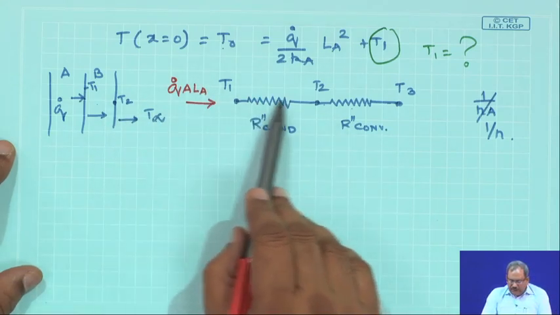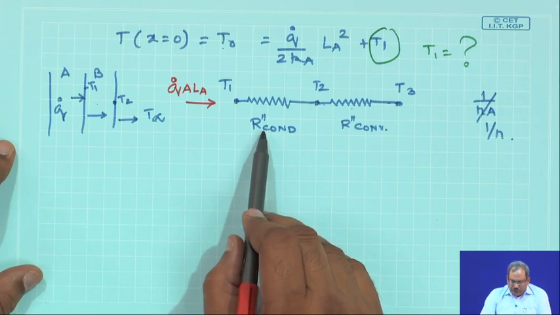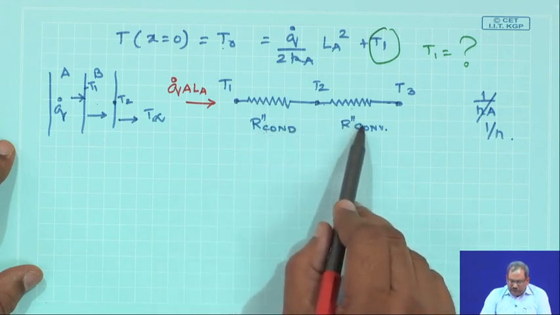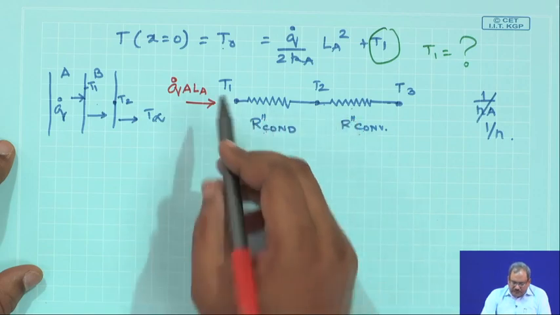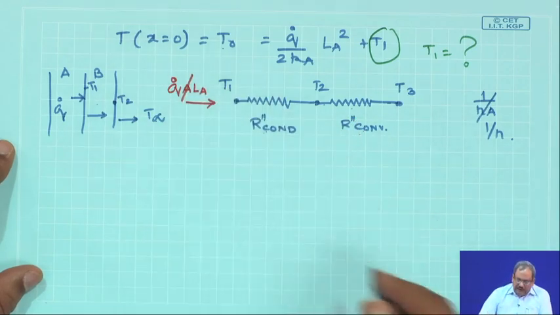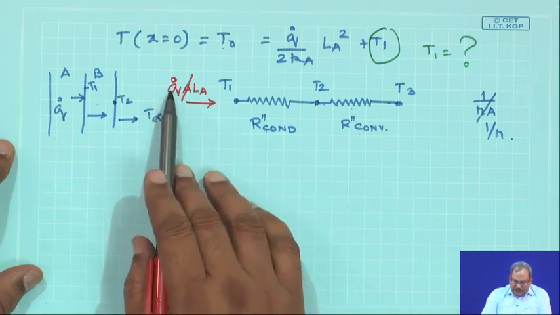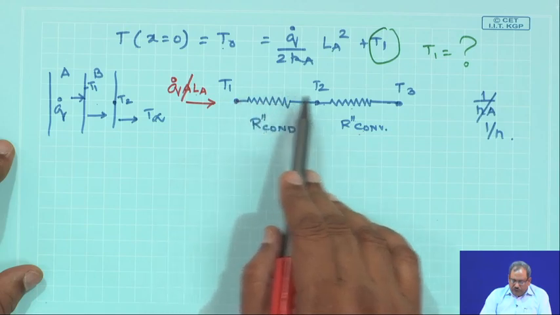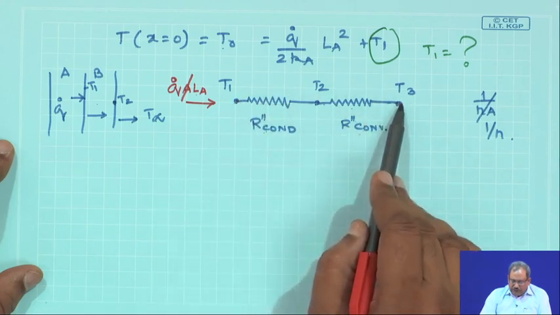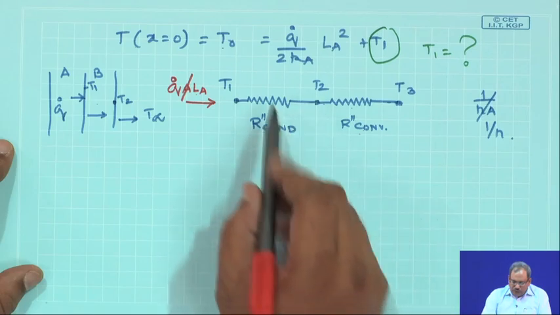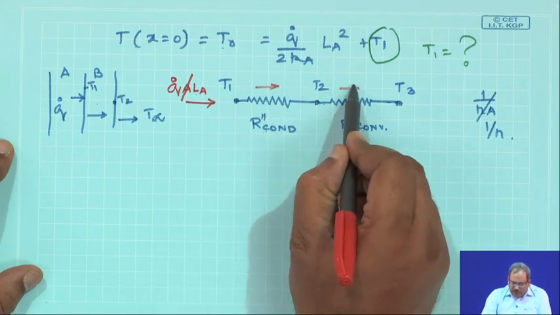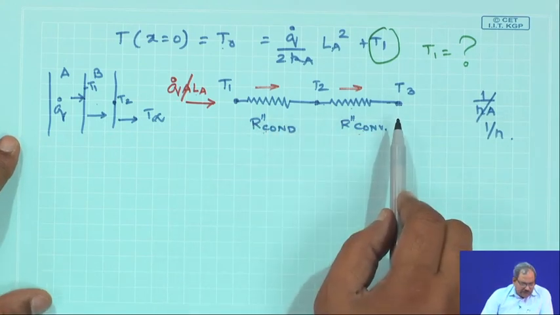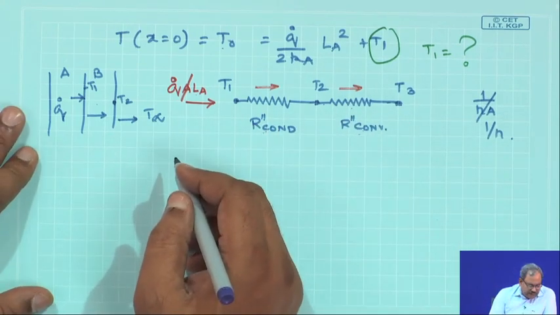So, that is the heat which is flowing through these two resistances, and since I have expressed these two resistances on a per unit area basis, I drop the area from here. So, this is the heat generation per unit length which flows from T1 to T3 through T2. The same amount of heat flows through each one of them, and these two resistances obviously are in series.